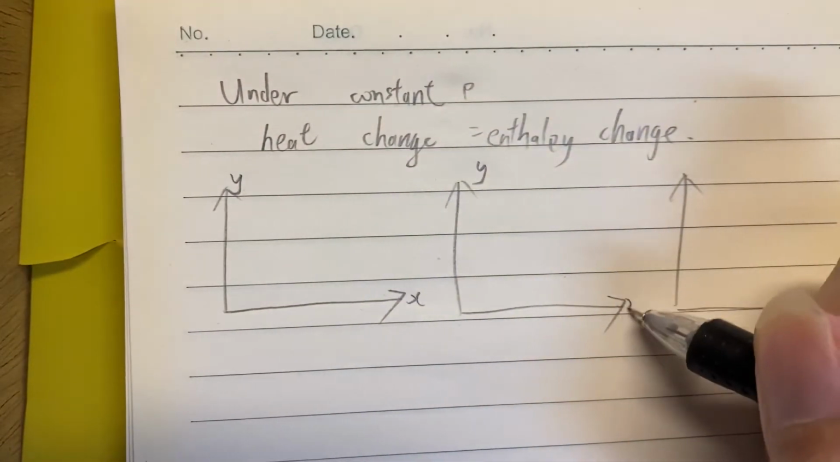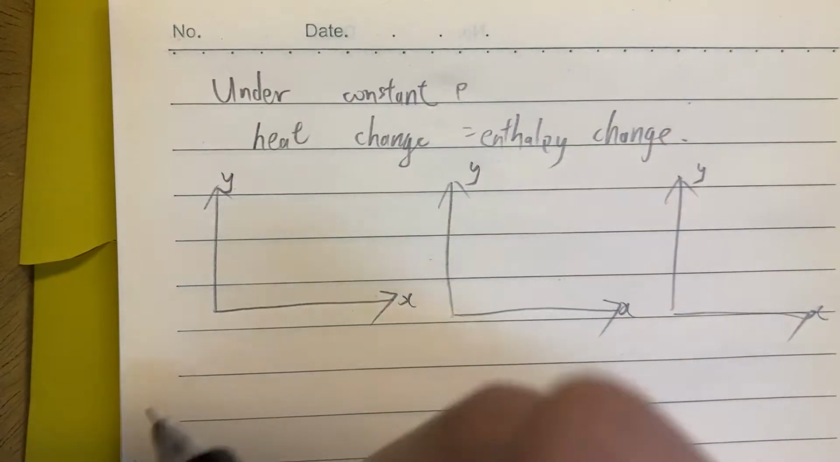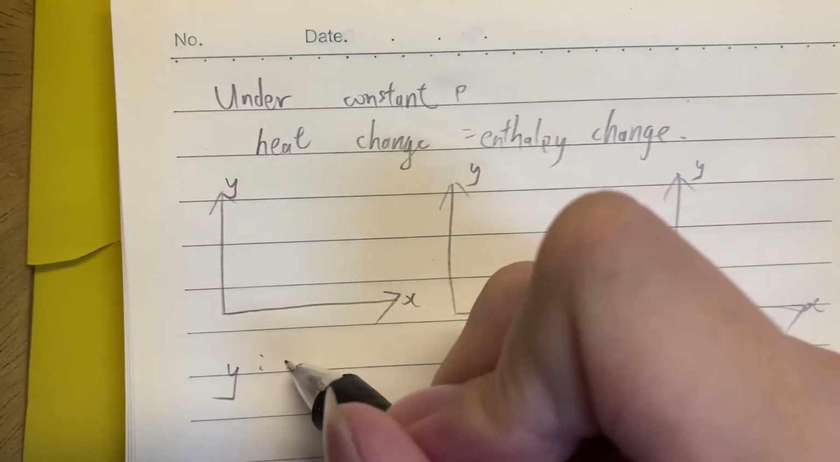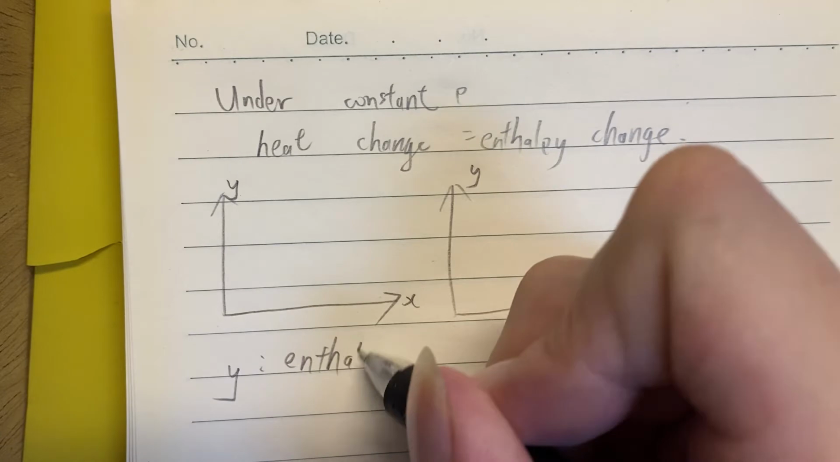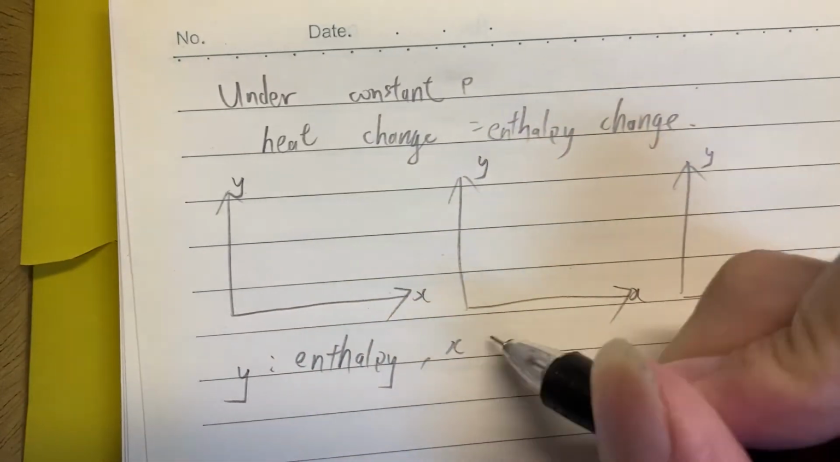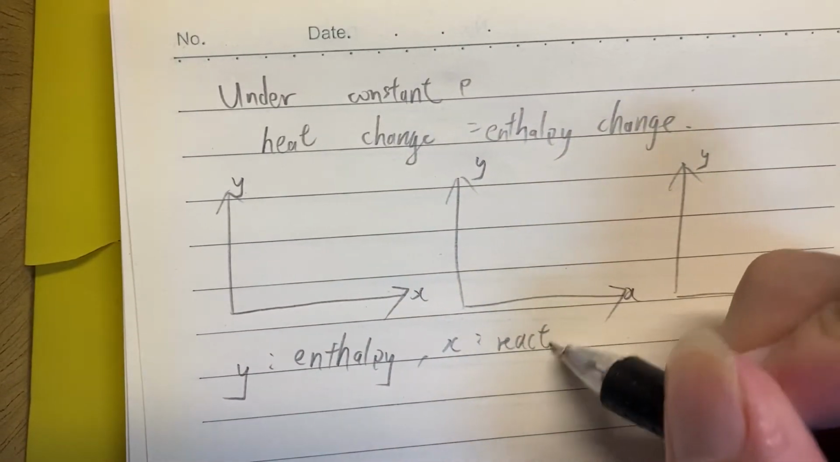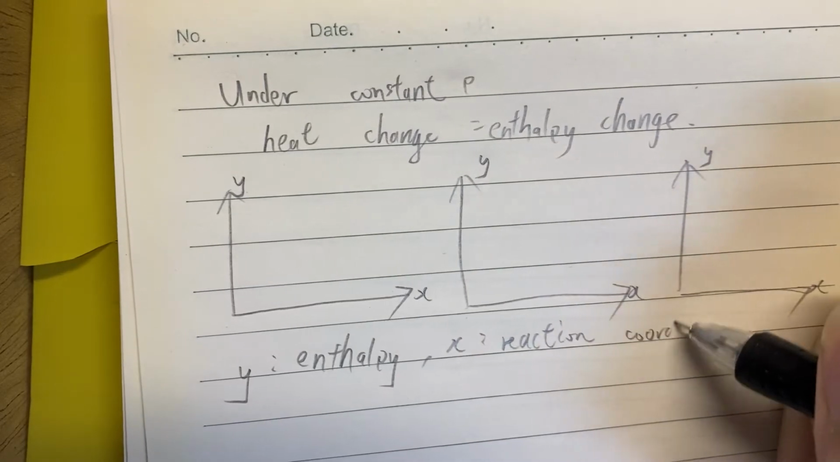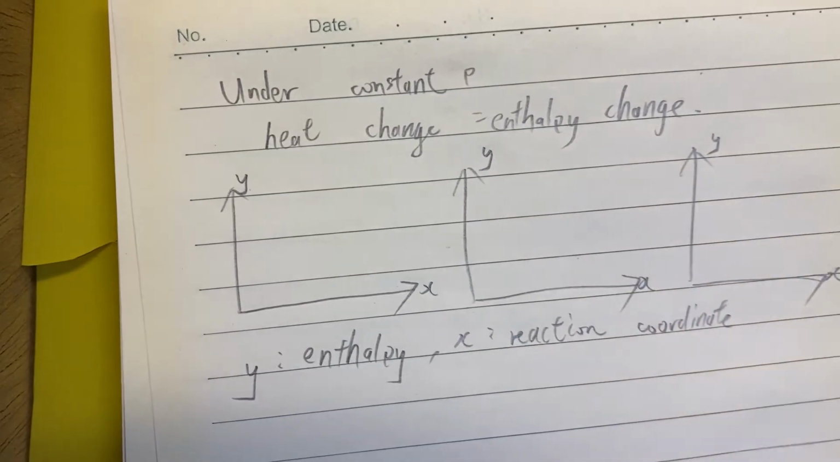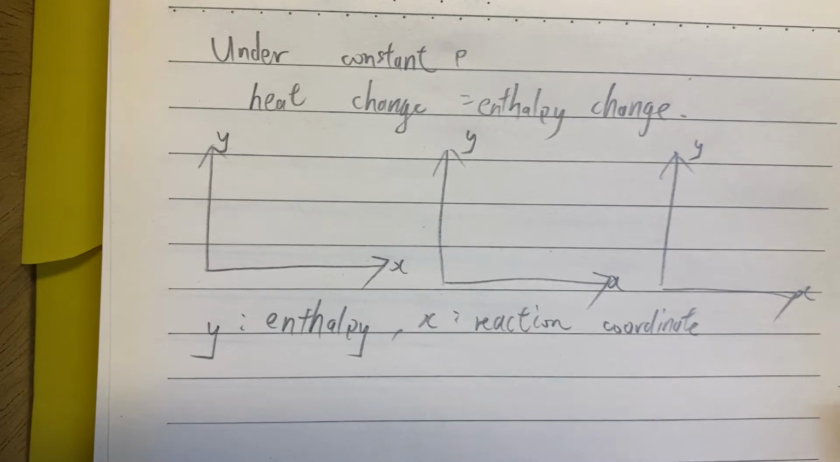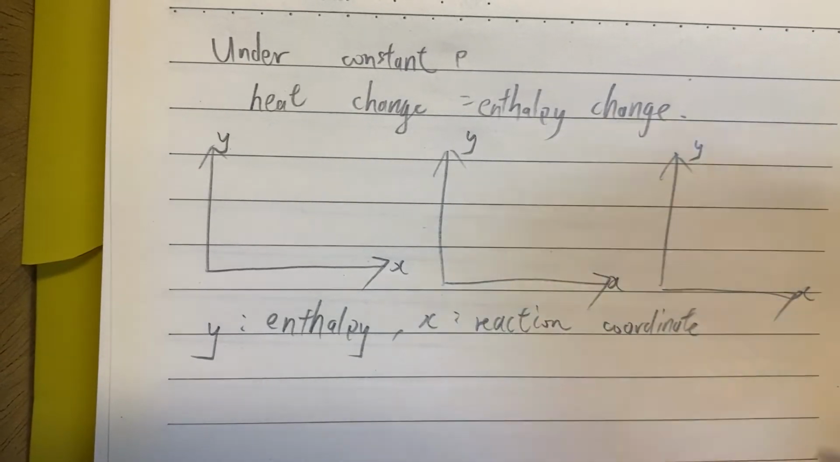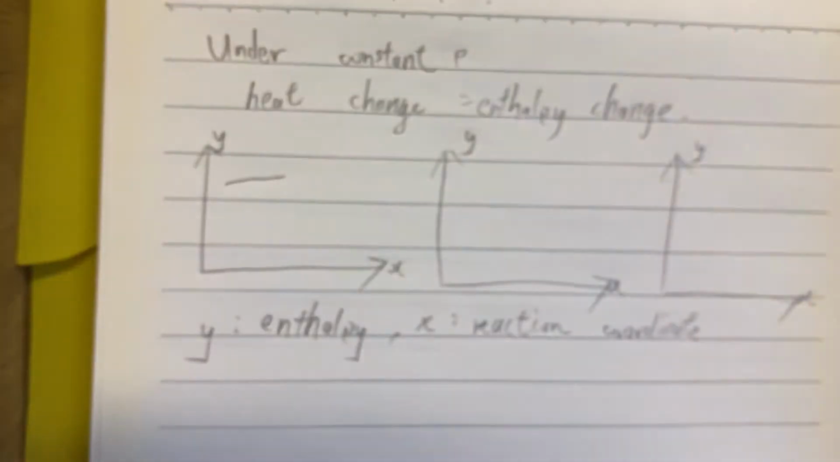And there will be x and y axes. For the vertical axis, the y axis, it will refer to the enthalpy. And the x axis is the reaction coordinate. It means that when the reaction proceeds, how will the enthalpy of the system change. And last time I introduced the first type of it to you.